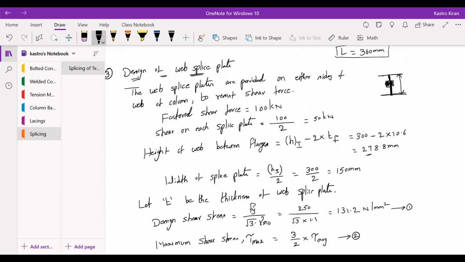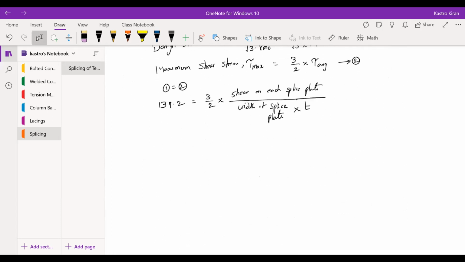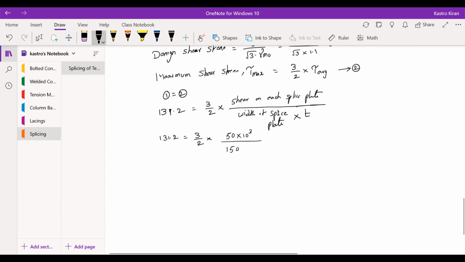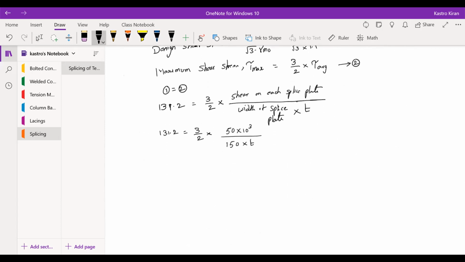You can see here, shear on each splice plate is 50 kilonewtons. So let's solve for this. That is 131.2 equals 3 by 2 of the shear on each splice plate, 50 kilonewtons, converting into newtons, where the width of the splice plate is 150 mm, into the thickness. If you solve for this, the thickness is obtained as 3.81 mm, which you can take approximately as 6 mm, or you can also take 4 mm.